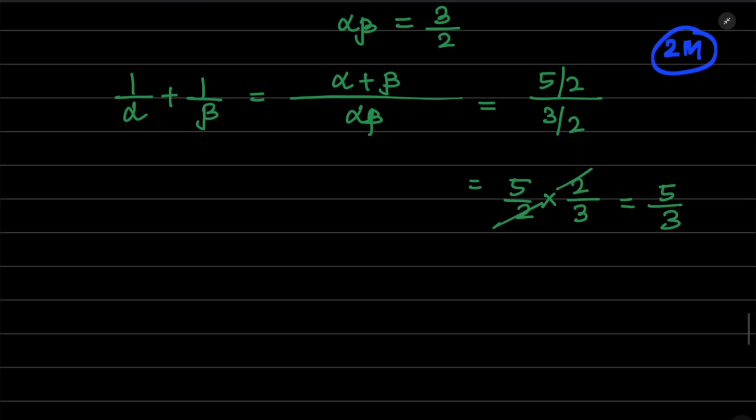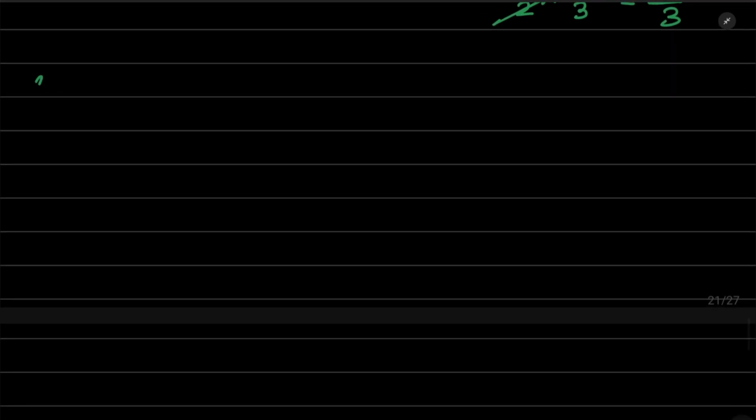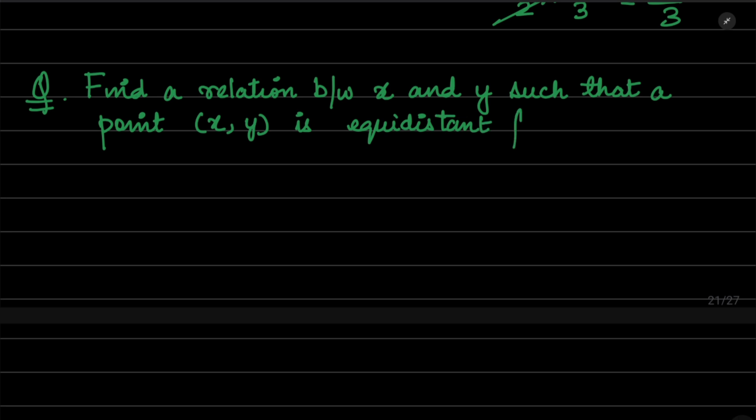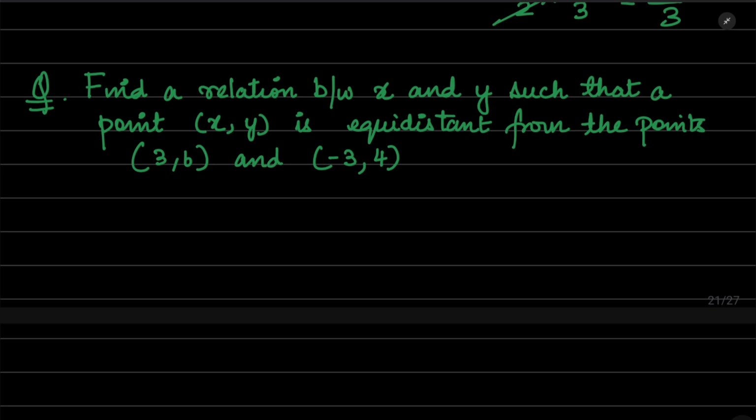Now let's do another question. Okay, so the question is, find a relation between x and y such that a point x comma y is equidistant from the points namely 3, 6 and minus 3, 4. Okay, so you have to find the relationship between x and y.